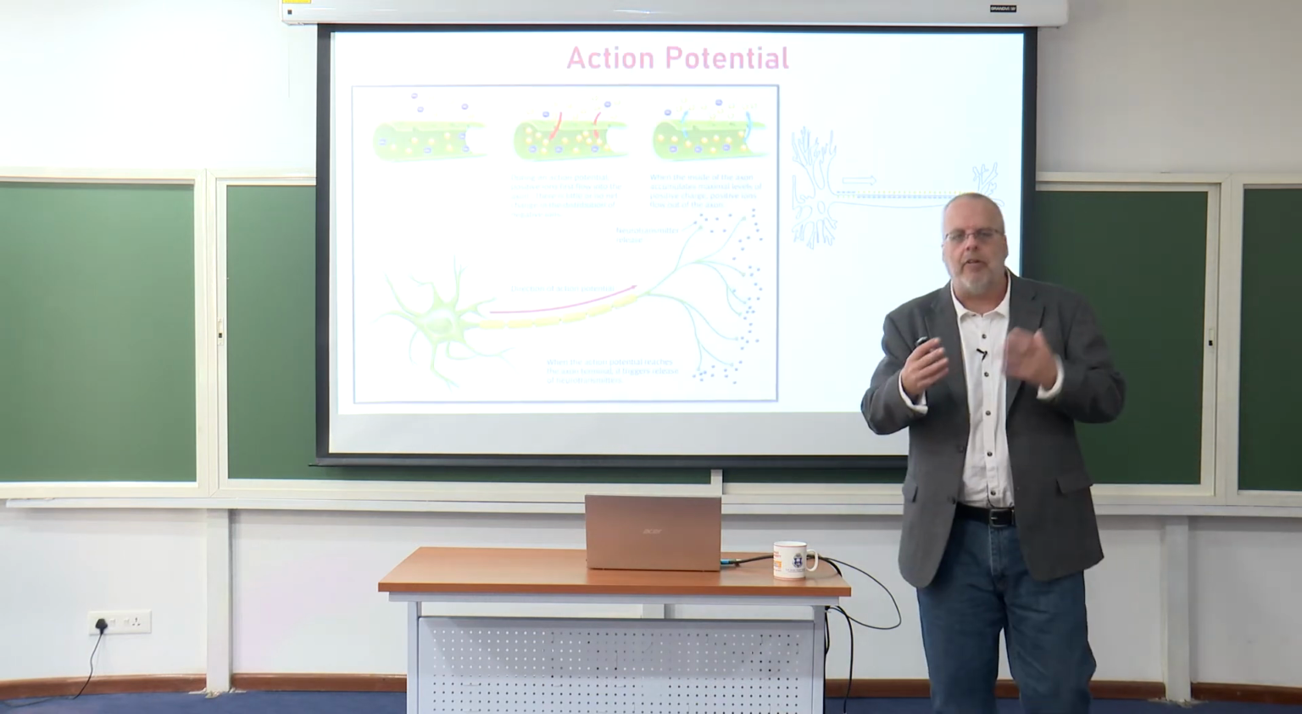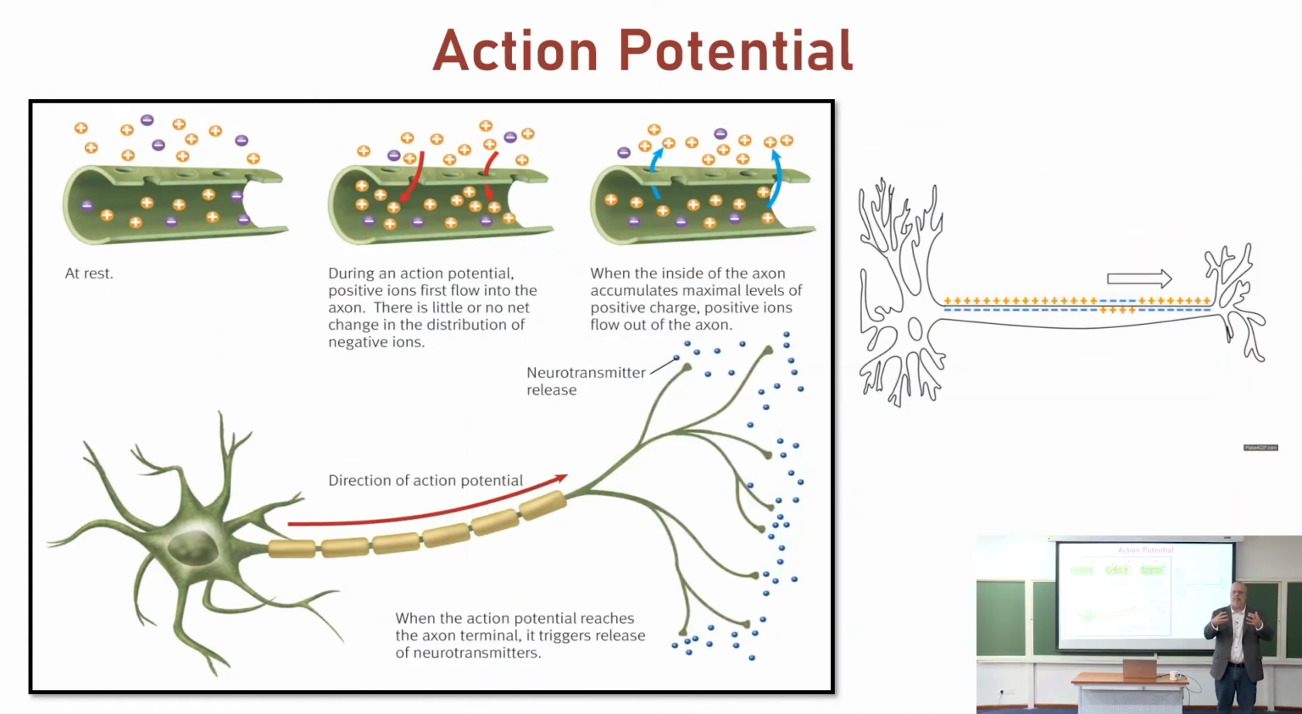Now, this is a little bit of a complicated story, but here's the gist. The inside of a neuron is electrically negative relative to the outside.